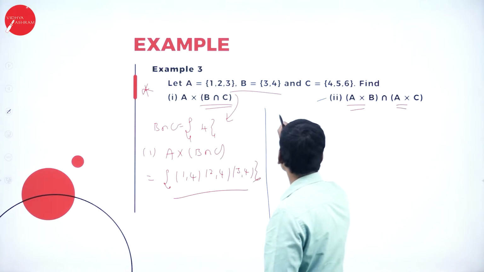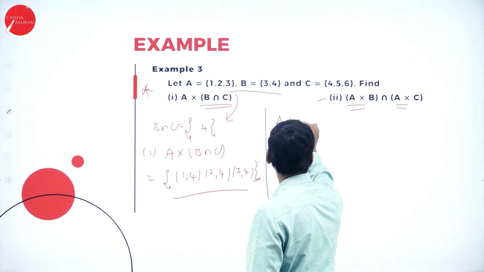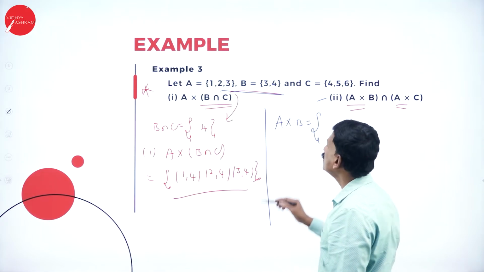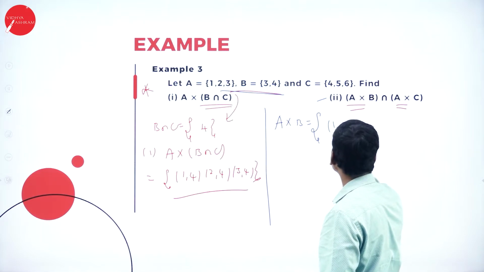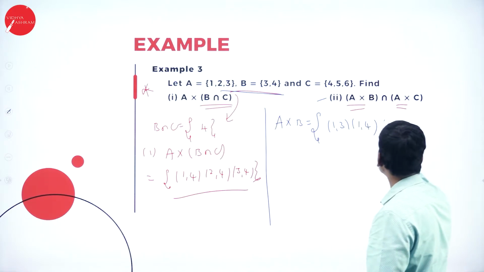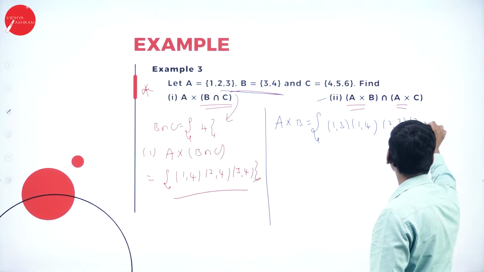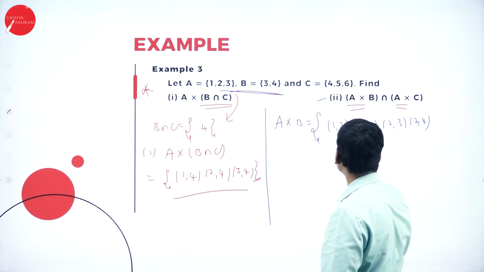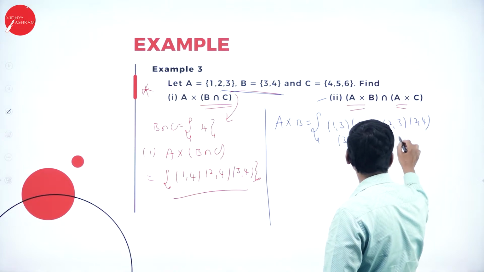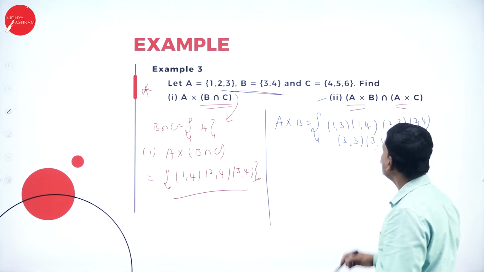Let's find A cross B first. A cross B is the Cartesian product of A and B. So let us take (1, 3), (1, 4), next (2, 3) and (2, 4), next (3, 3) and (3, 4). So these are the Cartesian product of A and B.